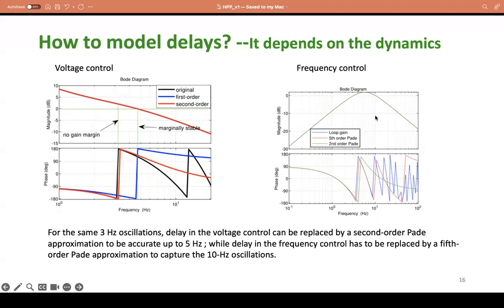And then for frequency control, the dominant mode is about 4 hertz. So what are we using? With 4 hertz, second order can capture that, but it can capture only one mode. If you can capture a 10 hertz mode as well, it's better. Therefore, with fifth order, the red line is much better at capturing both shifting frequencies, one at 4 hertz and one at 10 hertz.